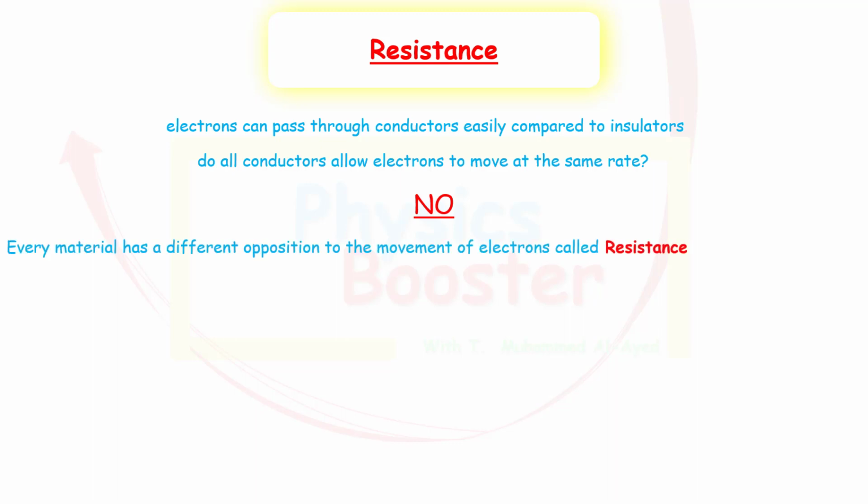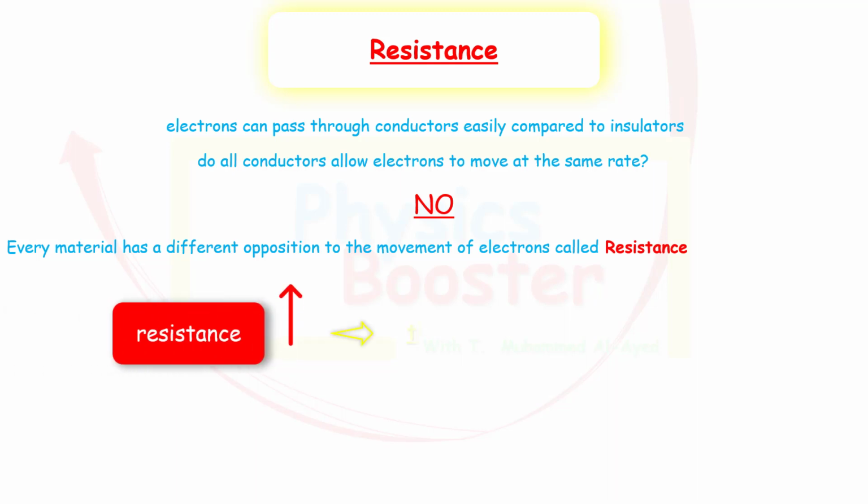And every material has a different opposition to the movement of these electrons. Some of them allow electrons to move easily, some of them don't. Although they are both conductors, some of them allow electrons to move more easily. This opposition to the movement is called the resistance. So the resistance is the opposition of the movement of electrons inside a conductor.